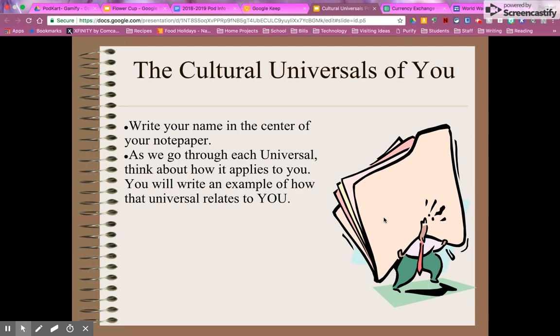So for cultural universals of you, you'll have a worksheet or a piece of paper that you're going to want to write your name in the center of. And as we go through each universal, think about how it applies to you. And you're going to want to write at least one example, although more if you have them, of how those universals relate to you. Okay, so are you ready? Do you have your paper? Take a moment, find that. All right, here we go.